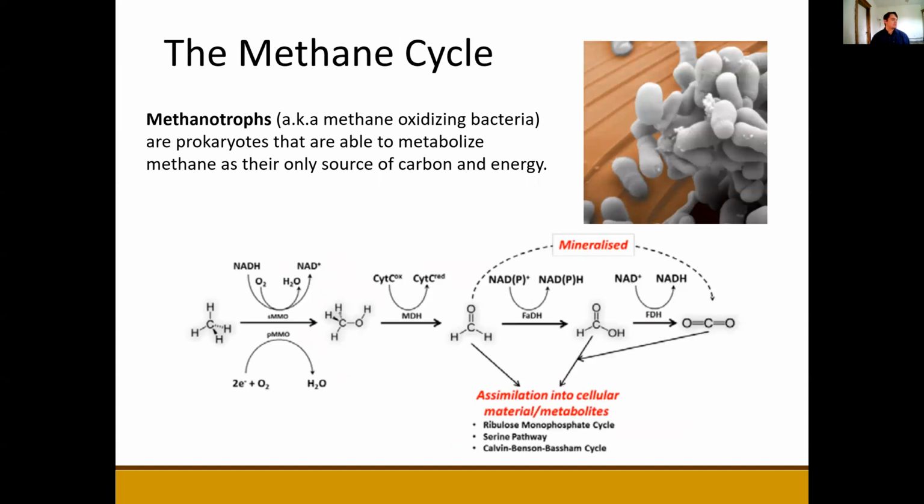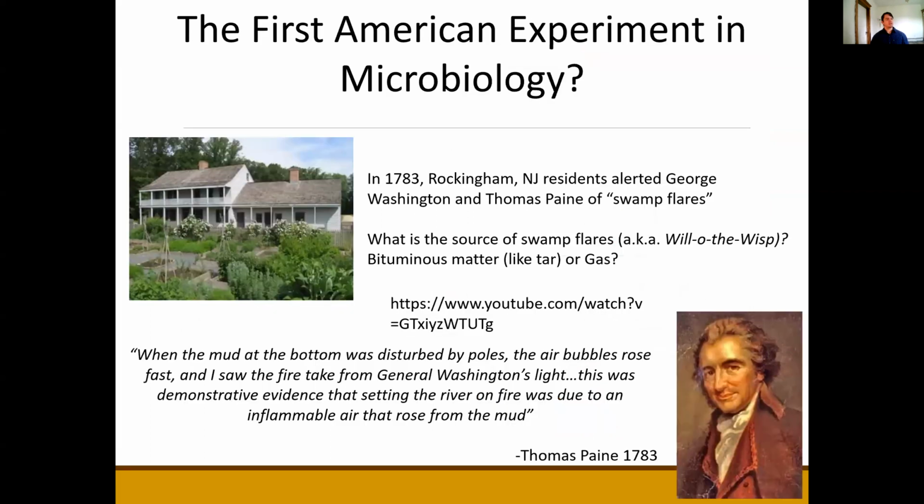So again, this is just a simplified breakdown of what that process looks like. I'm not going to spend too much time here. Just a reminder that methanotrophs, or methane oxidizing bacteria, are prokaryotes that are able to metabolize methane as their only source of carbon and energy. This is what that process looks like. You would, of course, start with CH4, and then you keep going through this process until you assimilate the carbon as you require. So there's a carbon, there's a carbon, there's a carbon that would all become assimilated into cellular material or metabolites. So just keep that in mind as you study for the exams.